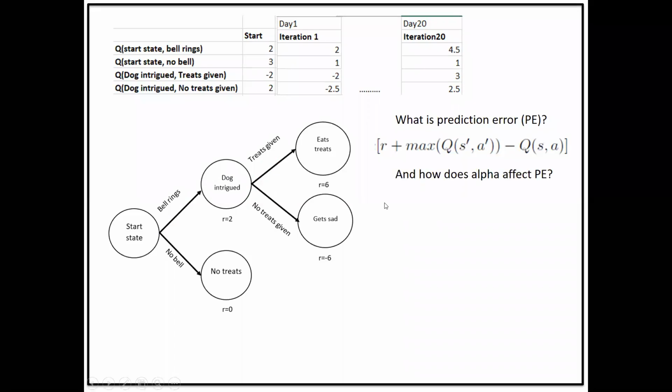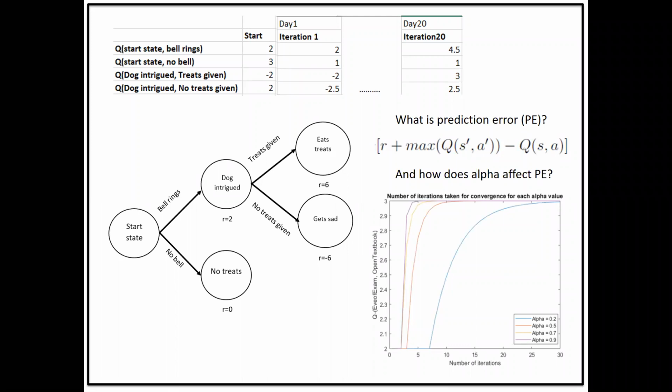The next question is, how does alpha affect the prediction error? If you looked at the solution for the assignment last week, you would have seen this graph here. In this graph, you can see that you have different alpha values: 0.2, 0.5, 0.7, and 0.9. The 0.9 alpha value, this one here, the purple line. The true Q value is 3 for the state action pair of UF exam and open textbook, which is the example we saw in the assignment last week. For an alpha value of 0.9, it almost immediately reached the true Q value.